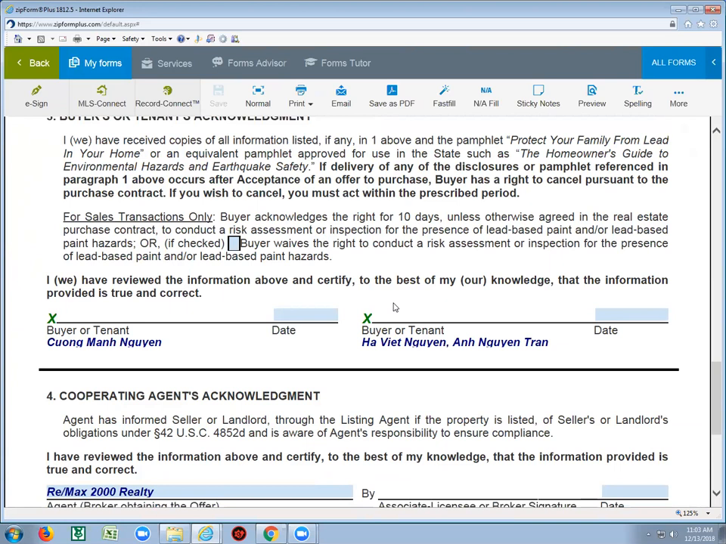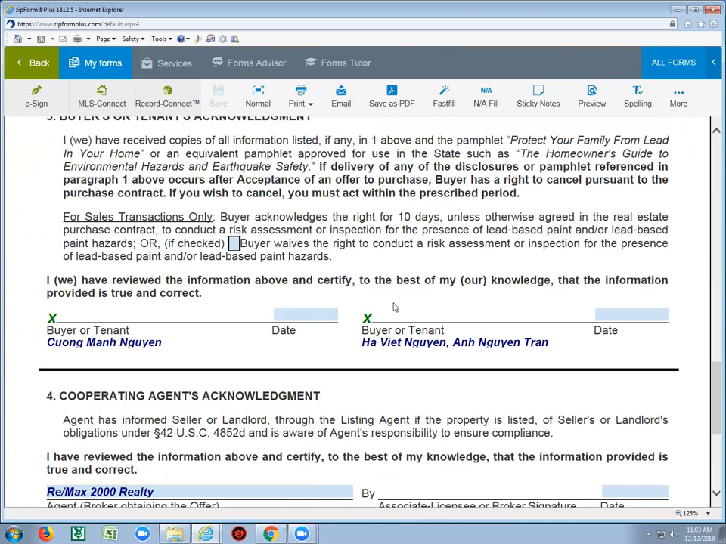Otherwise, the seller will fill out everything no. Come on, none of a house is perfect. If everything on your disclosure statement is no, that means it's a perfect house.